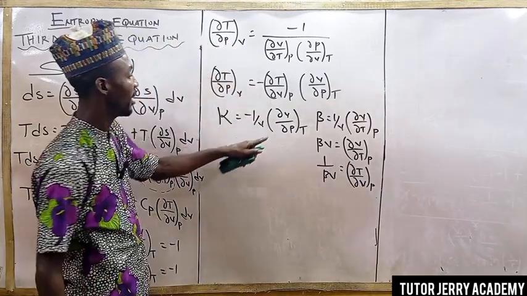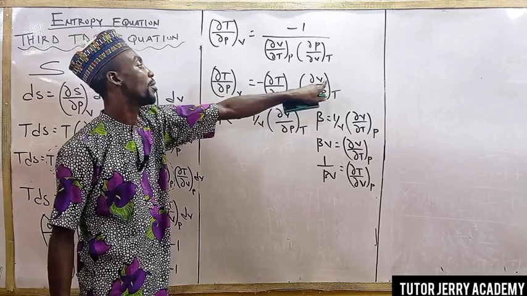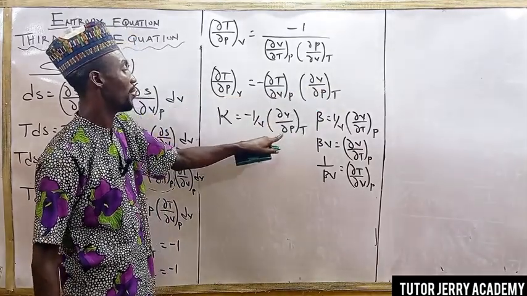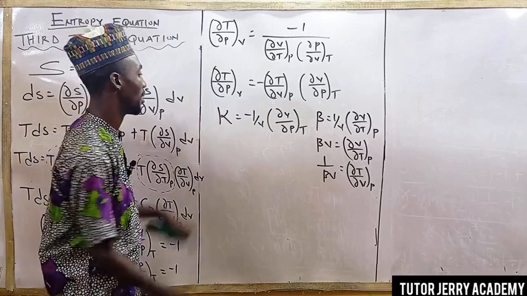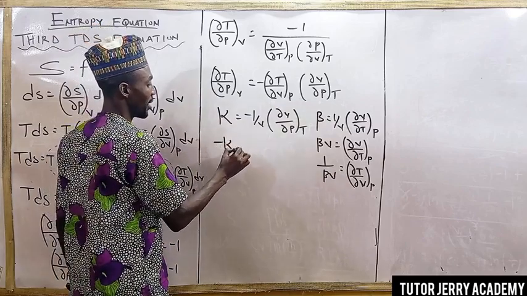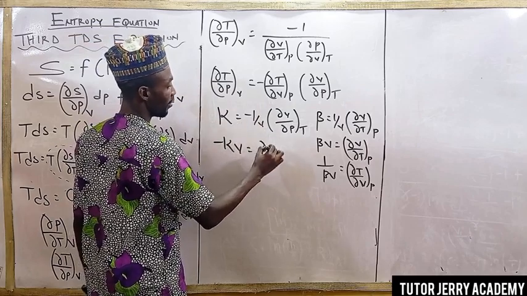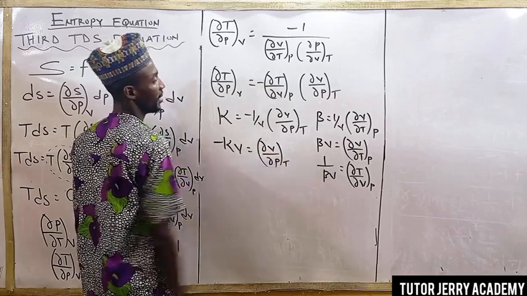All right, let's check here. This side we already have the partial derivative of V all over the partial derivative of P, keeping T constant. If I make it the subject, mine is just to cross multiply, then divide by minus. I'm going to have this as minus KV equals the partial derivative of V all over the partial derivative of P, keeping T constant.